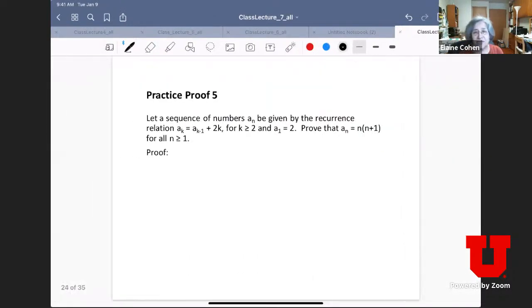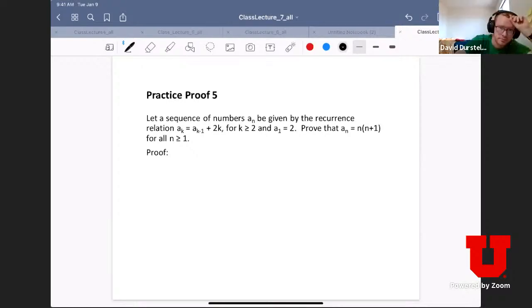What's our next one here? Here's a new one. Okay, sequence. Let a sequence of numbers a sub n be given by the recurrence relation a sub k is equal to a sub k minus 1 plus 2k for k greater than or equal to 2, and a1 is equal to 2. Prove that a sub n is equal to n times n plus 1. What would you do to start that? What kind of proof is that? Induction.